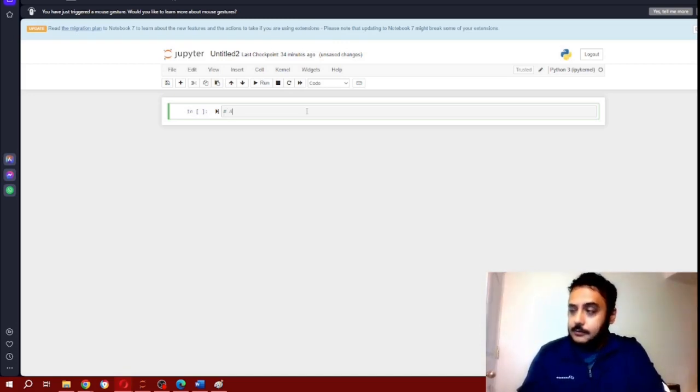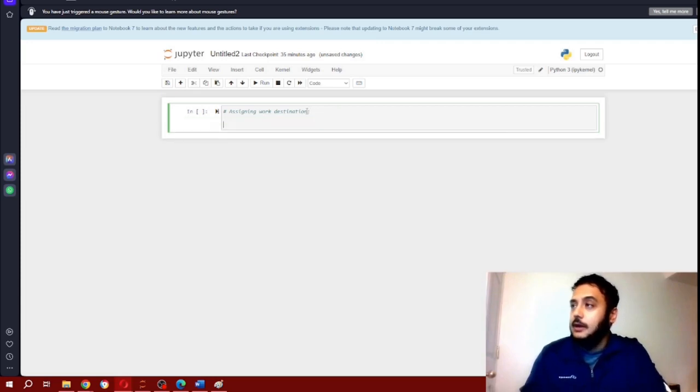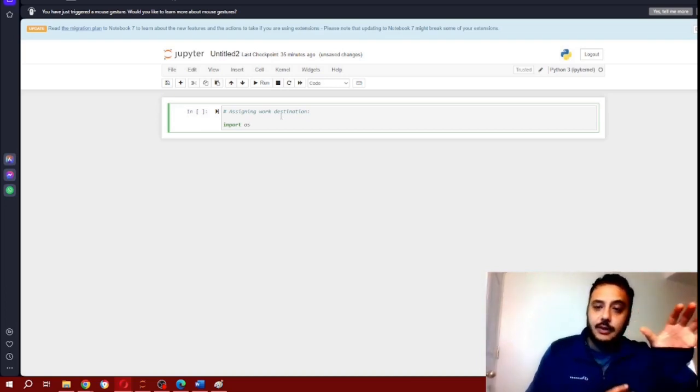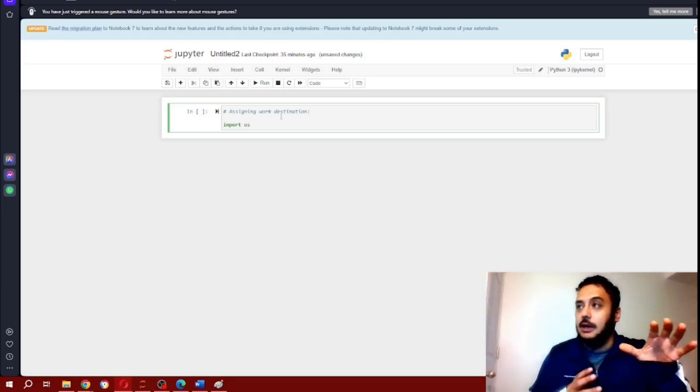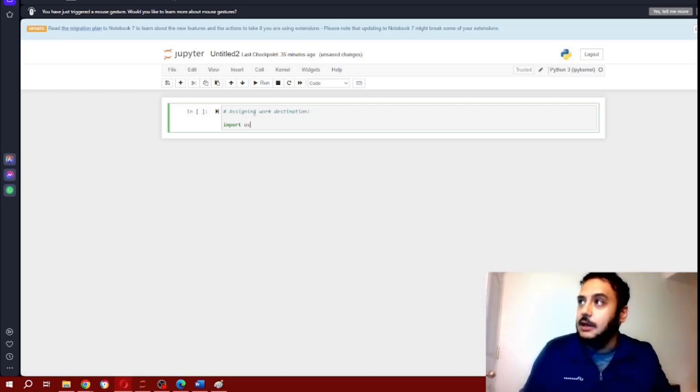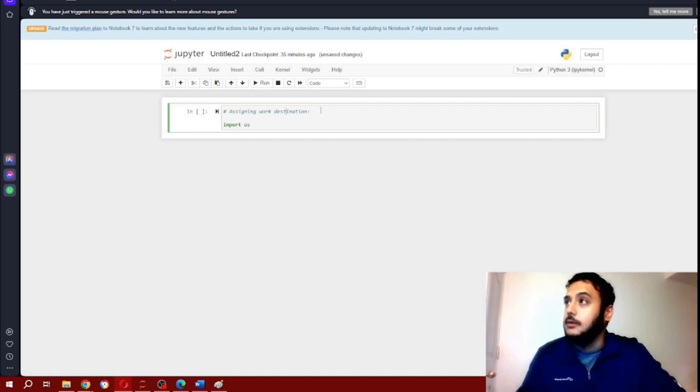So assigning the work destination. In that case, you need to download and activate the OS module. The OS module is very important for you to be able to assign the work destination or even look at what the work destination looks like. So, assign work destination.